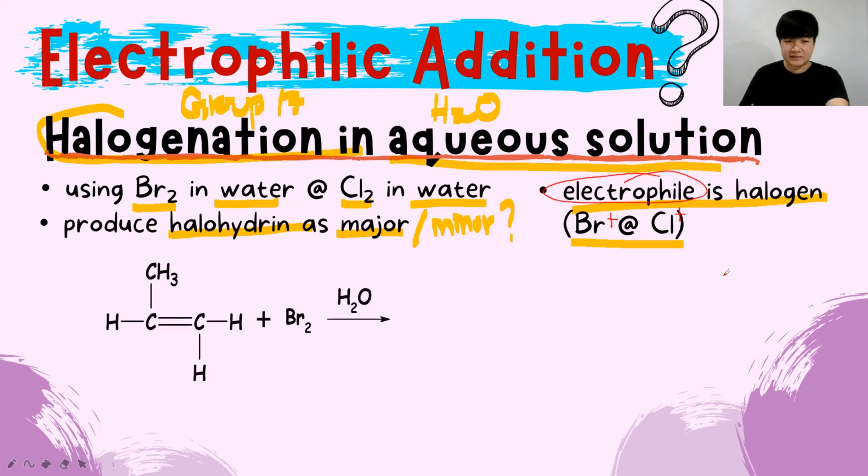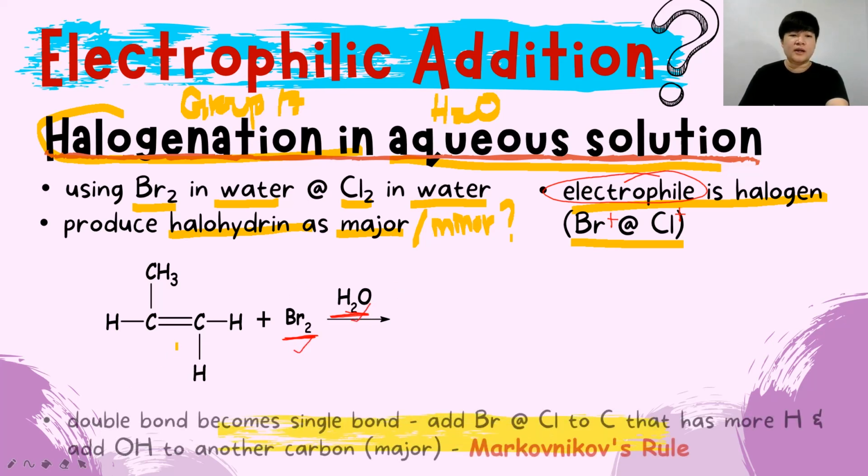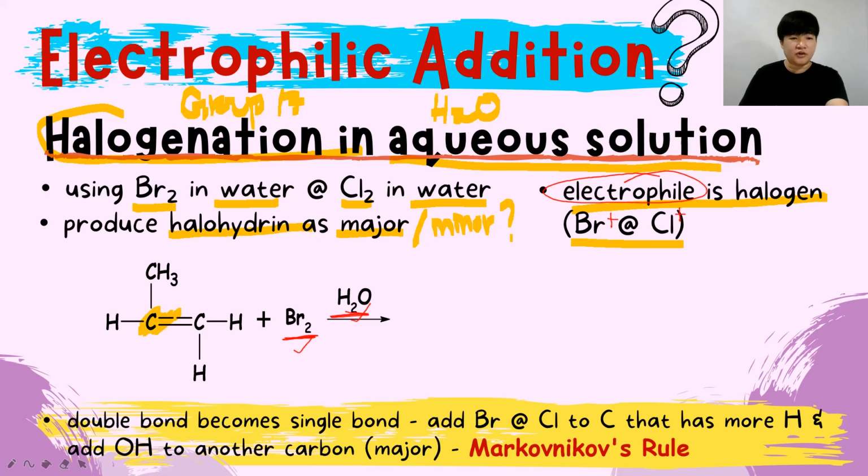So let's look at the example. The way that we write it is Br2, H2O on top of the arrow. That is your reagent and condition. So what happens is, again, we will focus on the carbon-carbon double bond. In this case, we will have a major and a minor. Look at the major first. The major will be adding in Br and also OH. Br will be the electrophile, therefore Br will become positive, and OH will become minus. Where does the OH come from? The OH comes from the water.